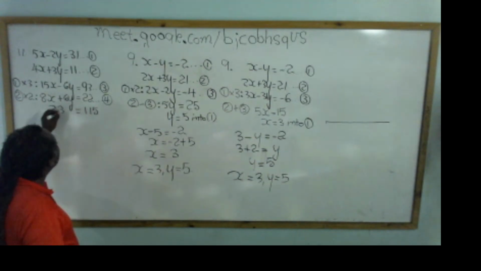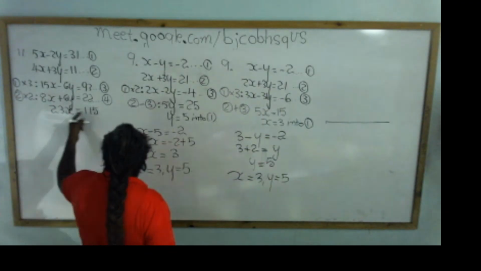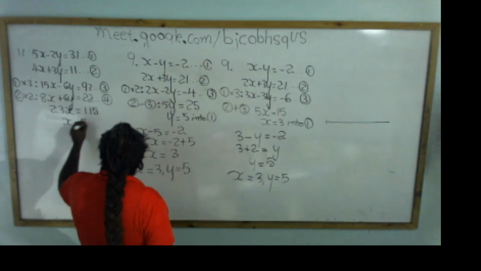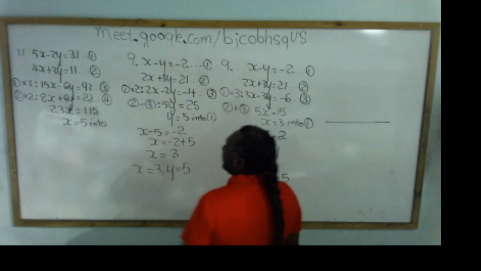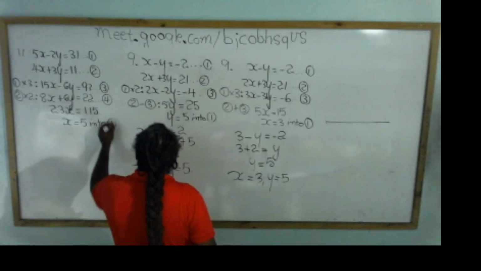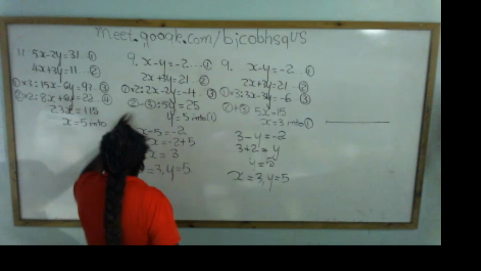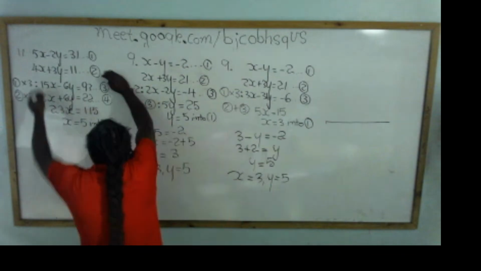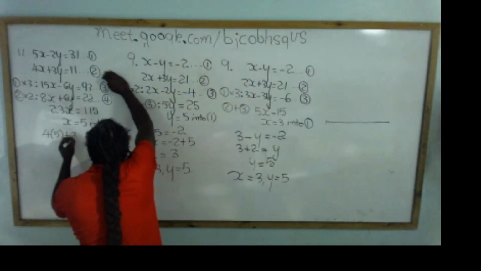So 23x is equal to 115. x is equal to 5. And we're going to put that into which equation? We're going to put that into equation 1 again. Should we? No, put that into 2. Put that into equation 2, what do we get? We have 4x, so 4 times 5 plus 3y is equal to 11.